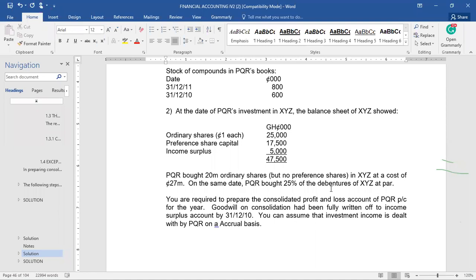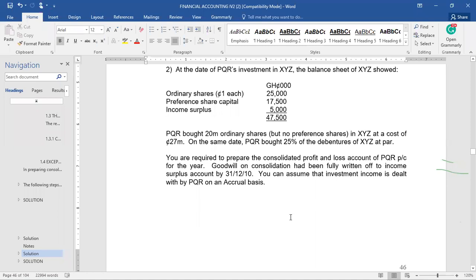You can assume that investment income is dealt with by PQR on an accrual basis. So that is all the question, and you proceed to provide the necessary solution.